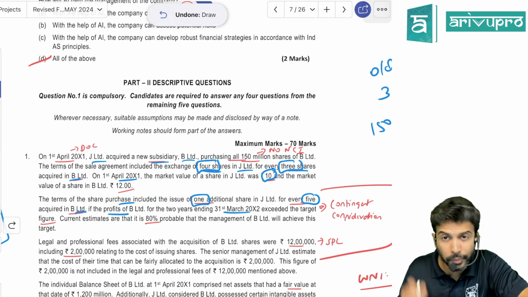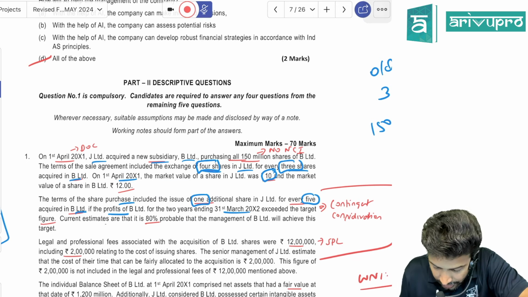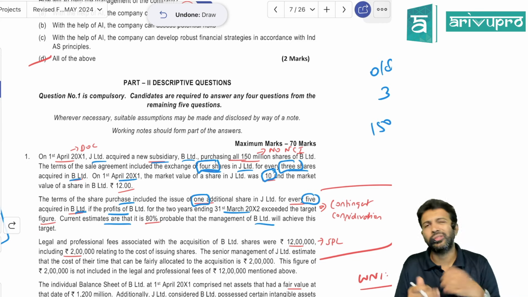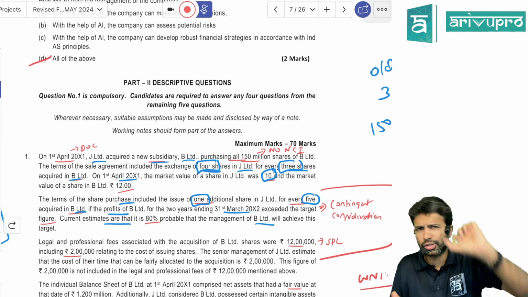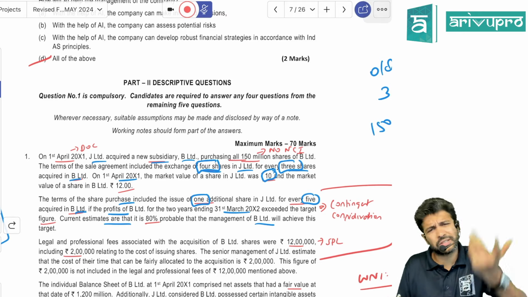Have they given it? Should this be a part of PC? Yes. The current estimates are that it is 80% probable that the management will achieve this target. So we have a good enough chance that we will achieve the target. They have not given the fair value. Usually the fair value of contingent consideration will be specified to you in the question. Here it is not specified, so it's okay.